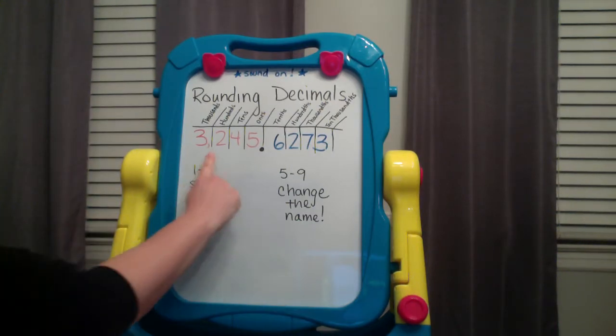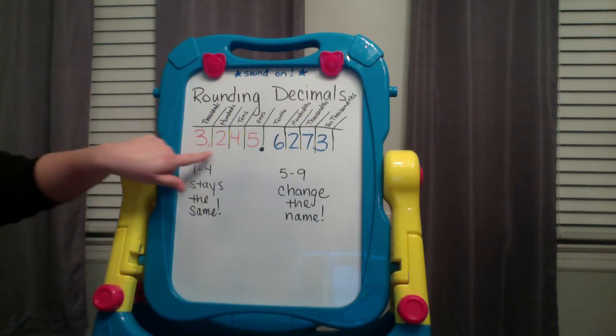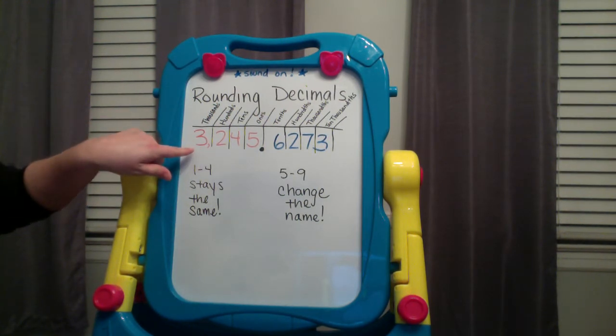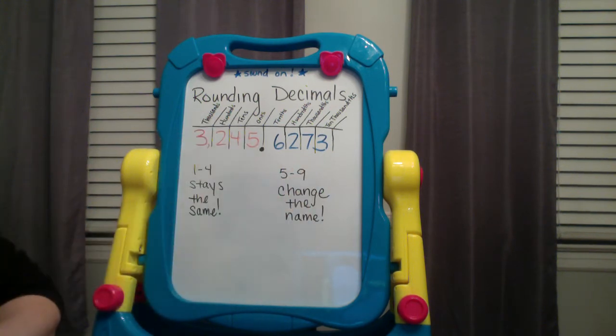So if you look at this number that I have written here on the whiteboard, I would pronounce this as 3,245 and 6,273 ten-thousandths. The numbers in front of the decimal are whole number value. The numbers behind the decimal are partial value, very similar to a fraction.